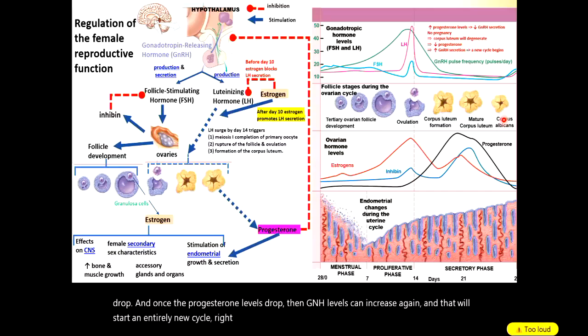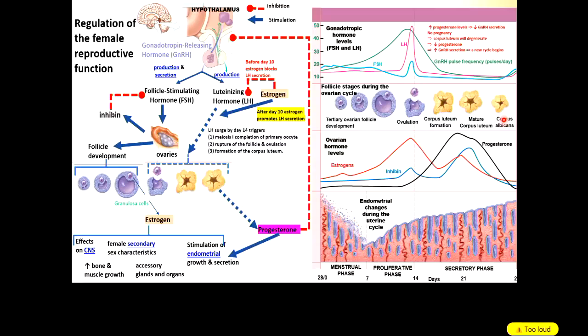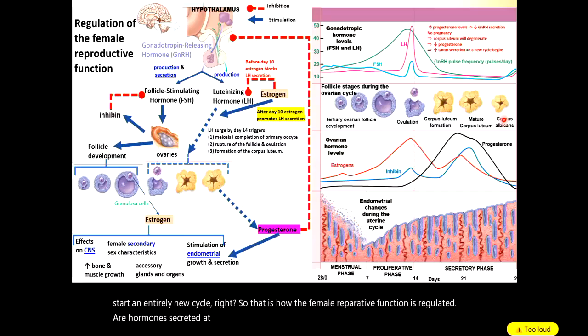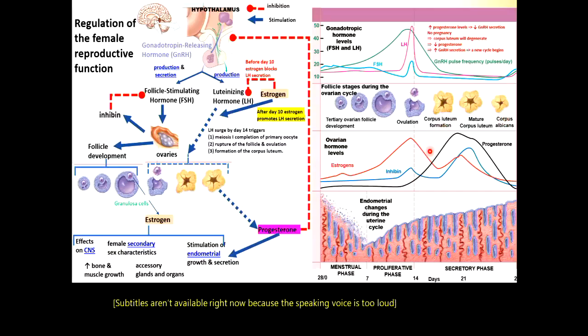So that is how the female reproductive function is regulated by hormones secreted at the hypothalamic pituitary axis and at the ovarian level as well. So please practice this multiple times. There will be a question on this.